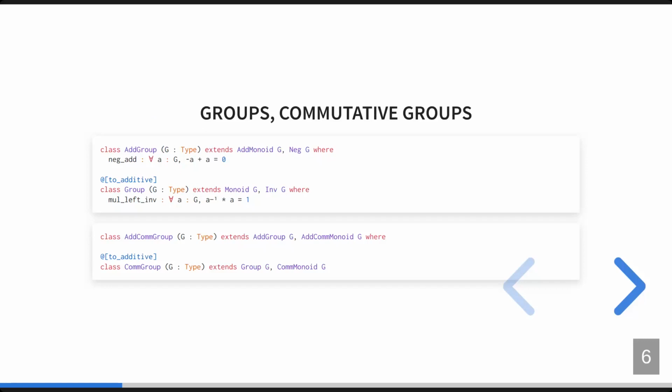When will we as users of Lean ever want to use the command to_additive? Like when will you actually need to type it? Because it seems like all the basic things of groups are already there. Is there any use for this outside of the theory of groups? Yeah, we use this when we want to prove maybe a new theorem about groups.